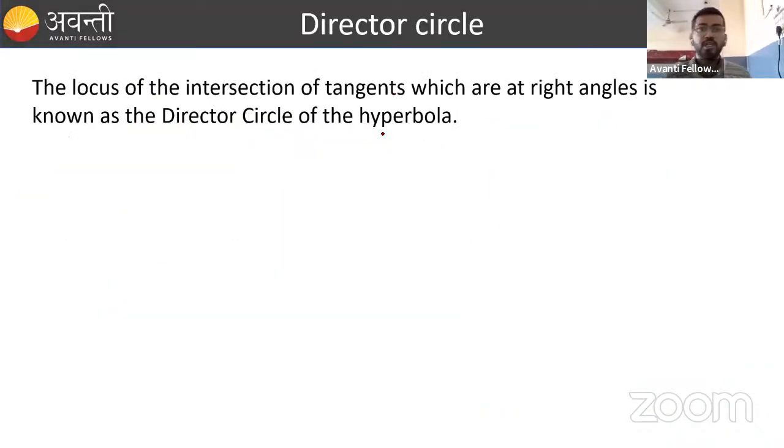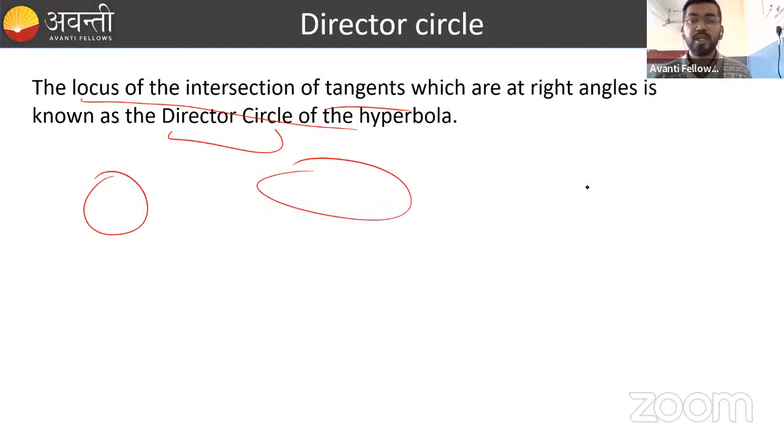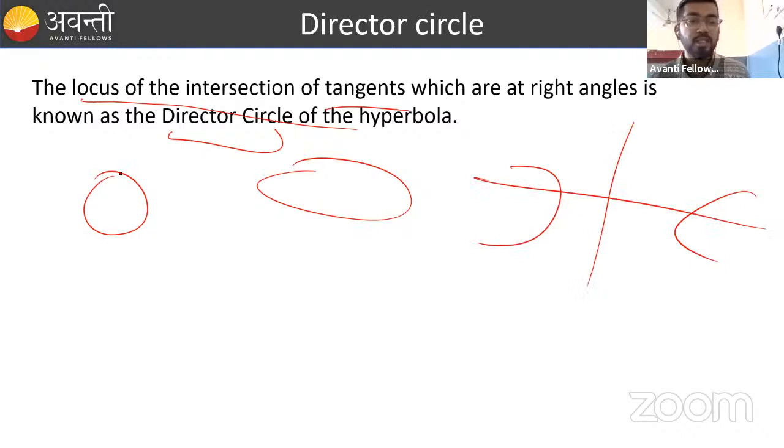Now what is a director circle? The locus of the intersection of tangents which are at right angle is called the director circle. We have studied it in circle, in ellipse, and now we are studying it in hyperbola as well, right? So the director circle is what? When you draw tangents which are perpendicular to each other, the locus of their intersection gives us the director circle.